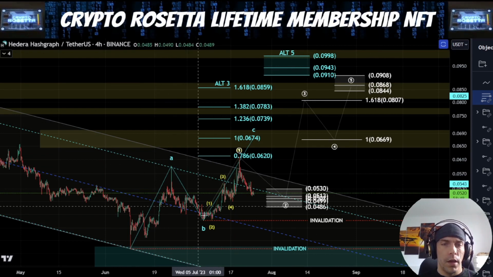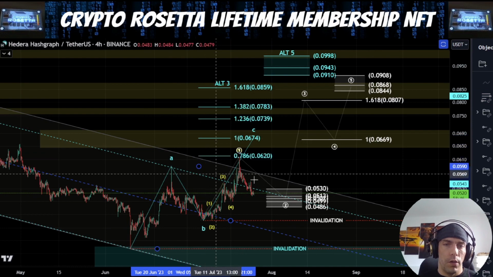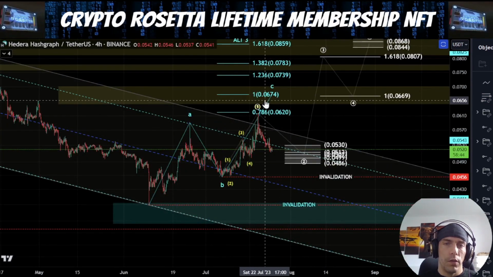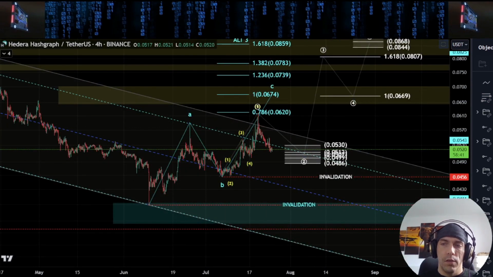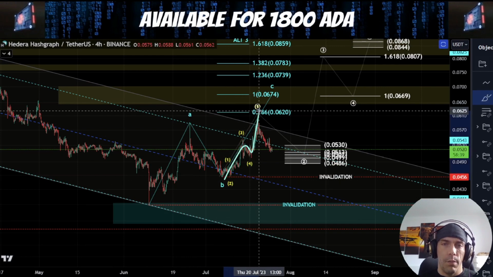Now if we are looking at this slightly differently, what we could also argue is, because if we are counting this move in this way, the structure is not the neatest. We could also argue that this is just ABC to the upside.